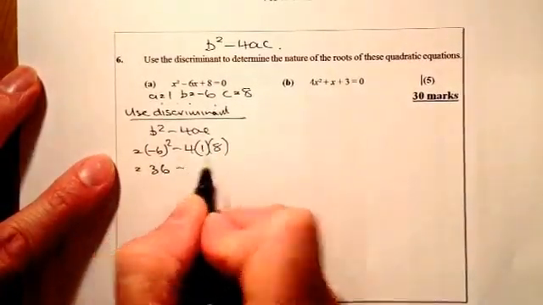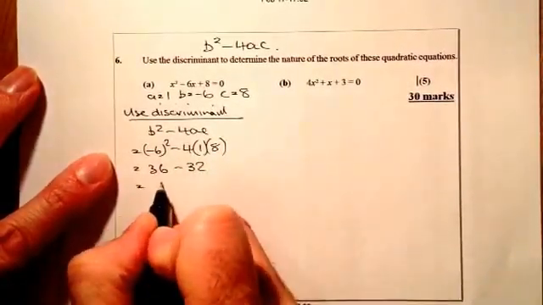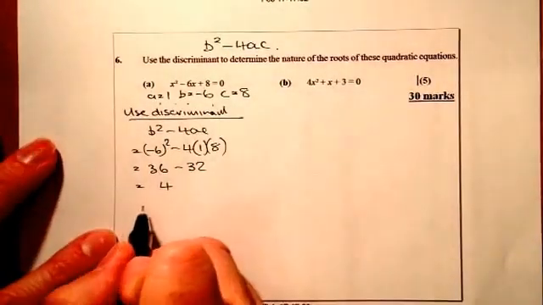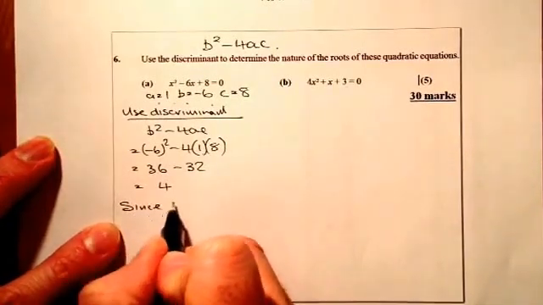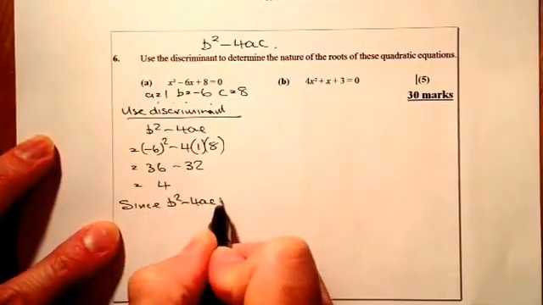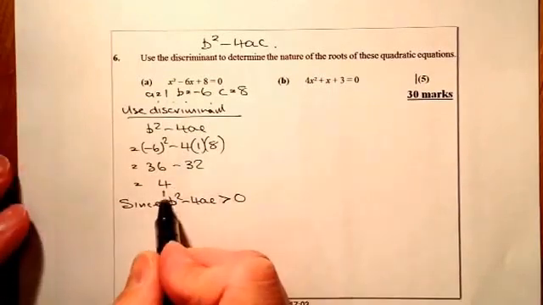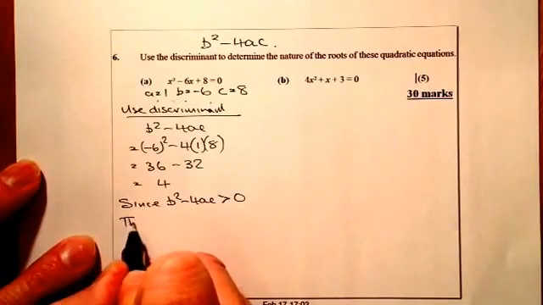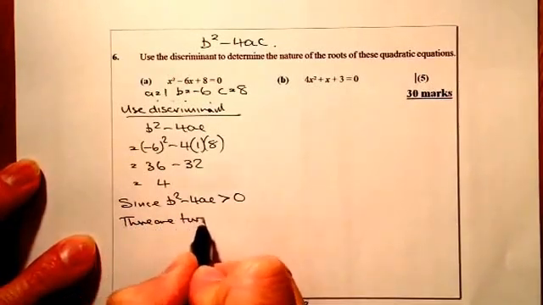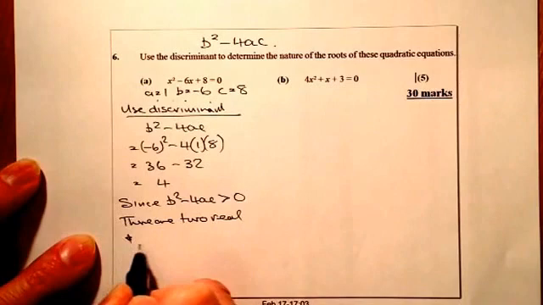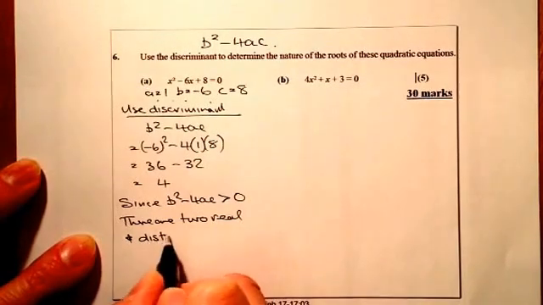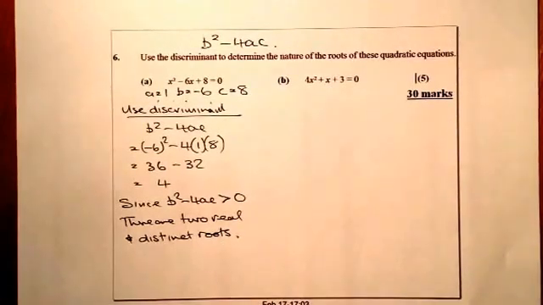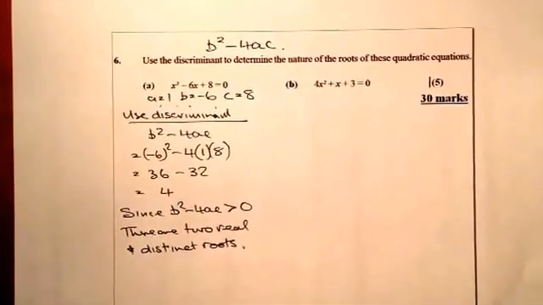And what I want to do is evaluate this to see what I'm going to get out. So I've got a 4 coming out. So for that one there, what I'd say is that since b squared minus 4ac is greater than 0, so it's a bigger number than 0, this one here is a positive number, there are 2 real and distinct roots present. Okay, so that's me completed that question there.